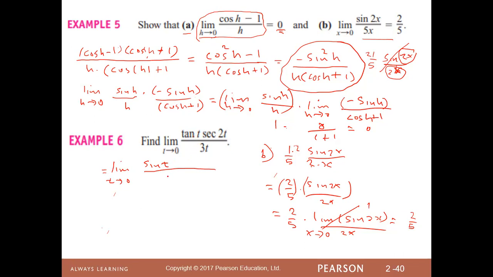Divided by cosine t. This is sine t, right? This is all multiplied by sine of 2t divided by 3t, right? Doctor, this is sec. Sec, excuse me. This is sec.